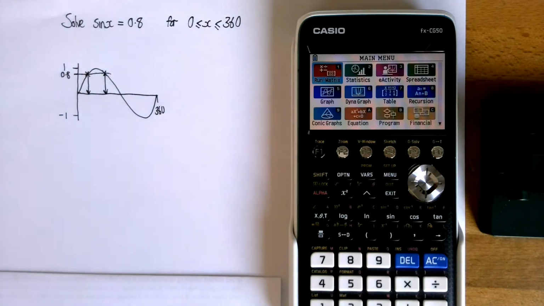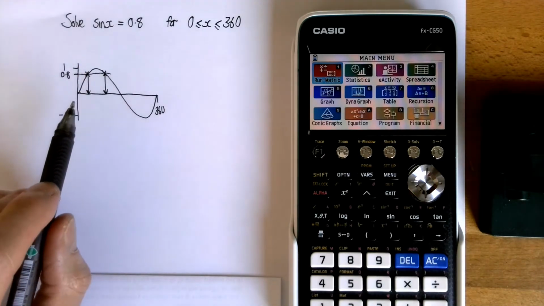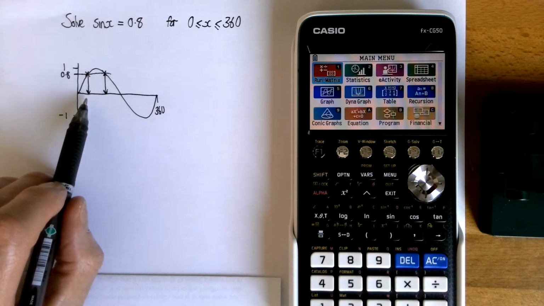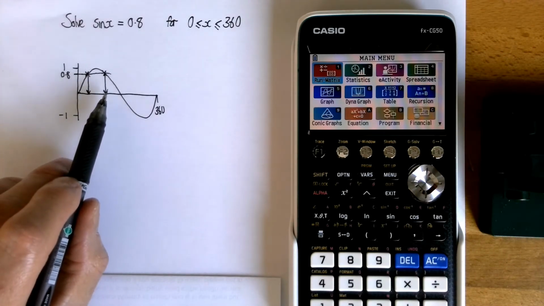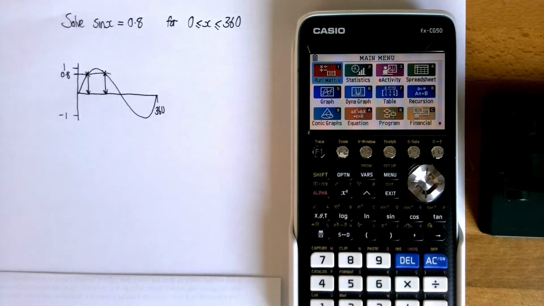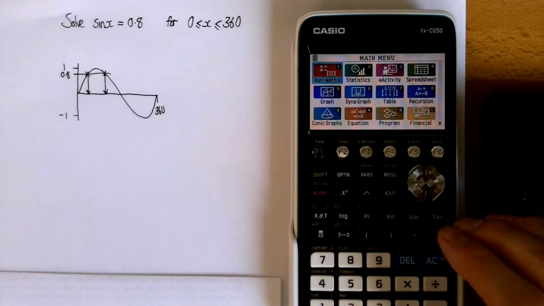You may remember the way we do it on the calculator: we do shift sine of 0.8 and it gives us the first value, and then we use what we know about the symmetry of the graph to work out the second value. It's 180 minus the first value. It's not a super complicated technique, and as you go through A-level you'll become really familiar with it, but wouldn't it be good if our calculator gave us a way of just double checking that we've done it right? And it does.